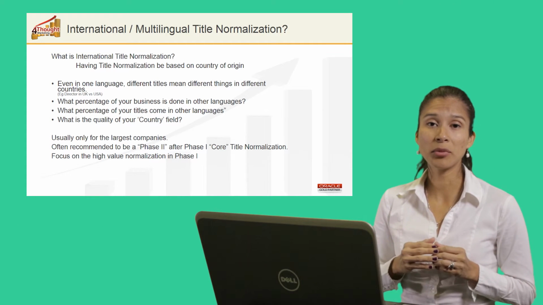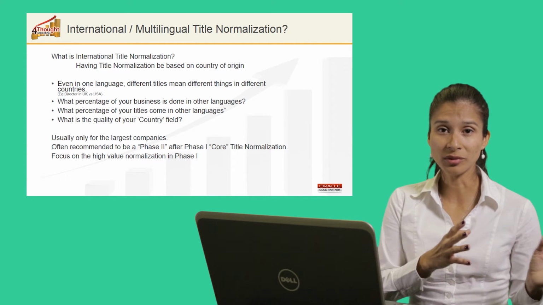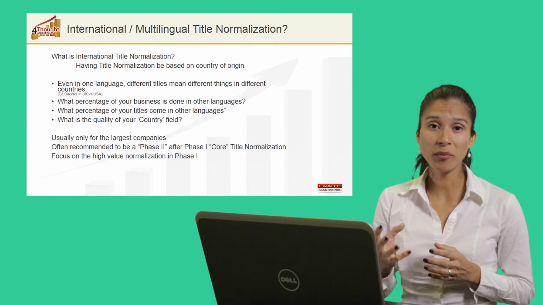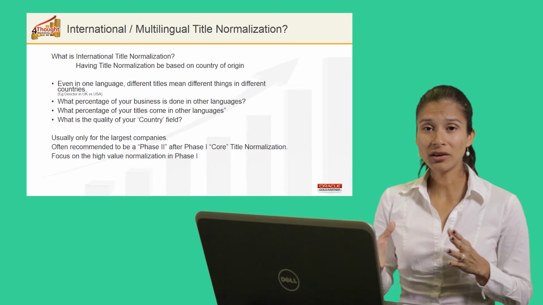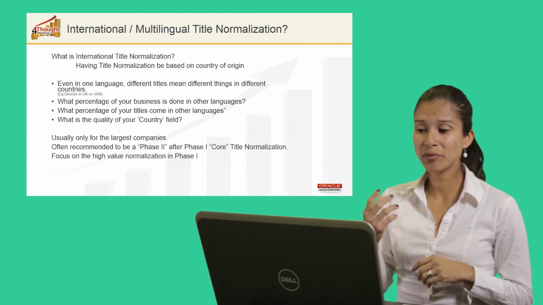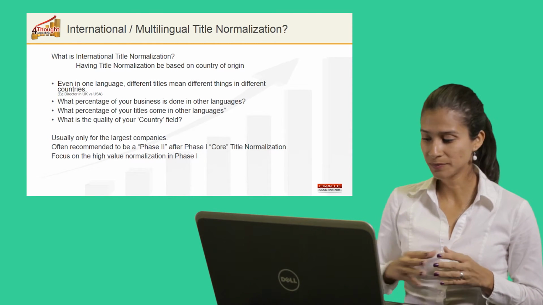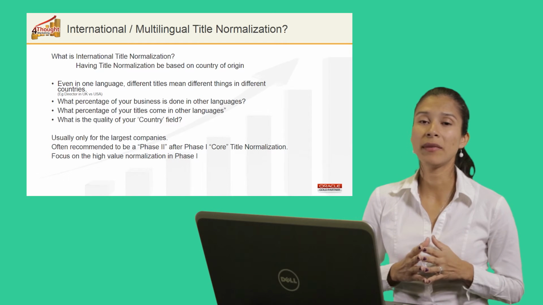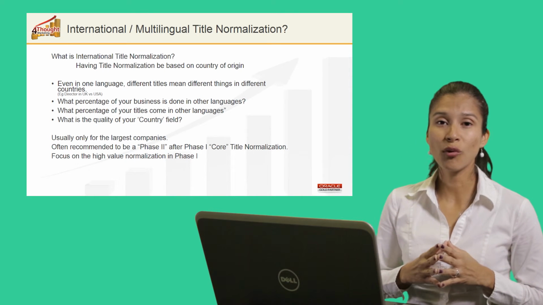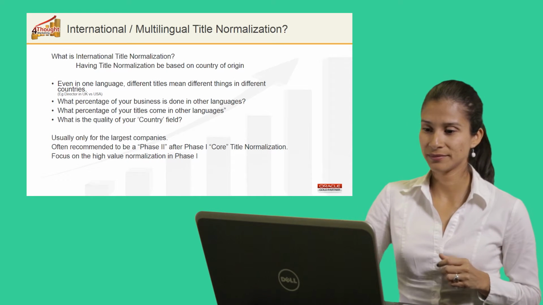Now, one thing to remember is that this type of normalization is very much like the regular title normalization. However, it is driven by the country field. So here you have to have in mind what percentage of your database is based on different languages and also the quality of your country field. However, we highly recommend this type of project for a phase 2 since it requires a lot more customization.